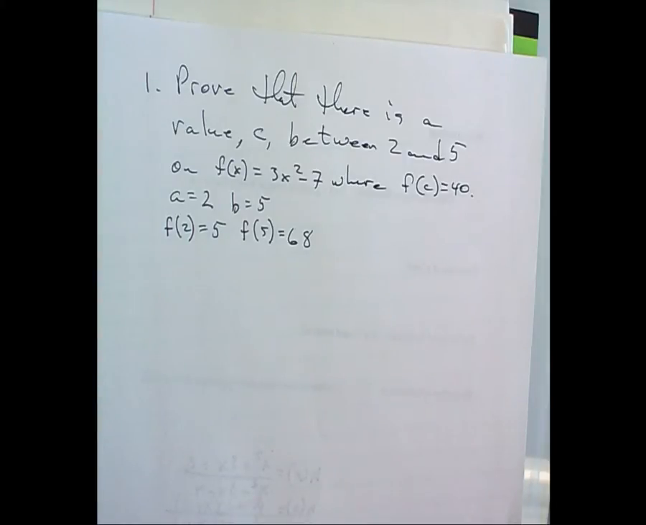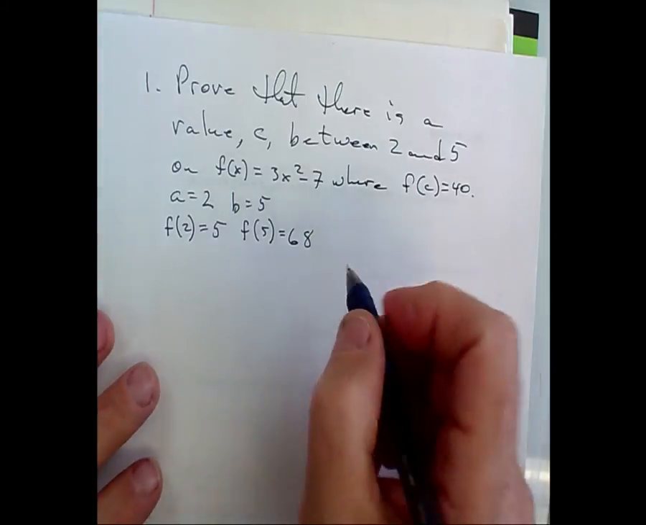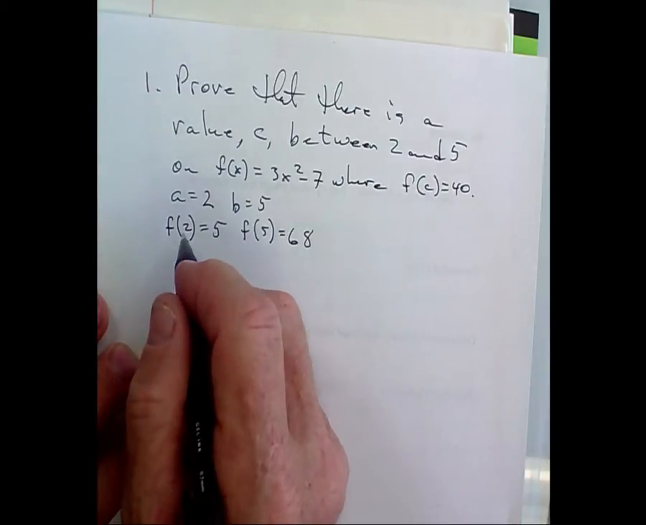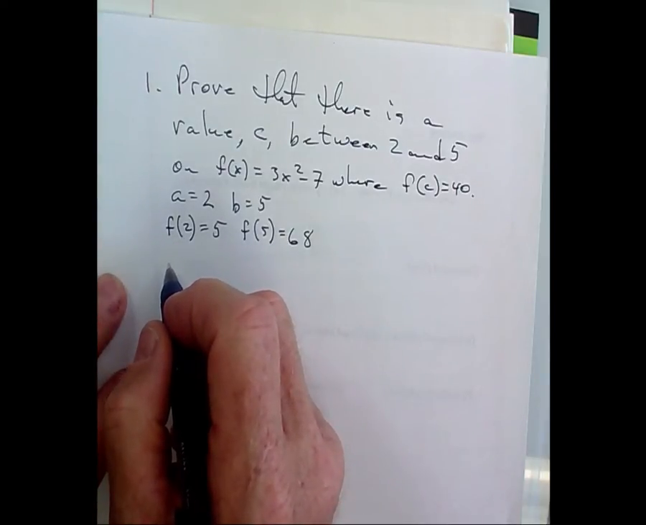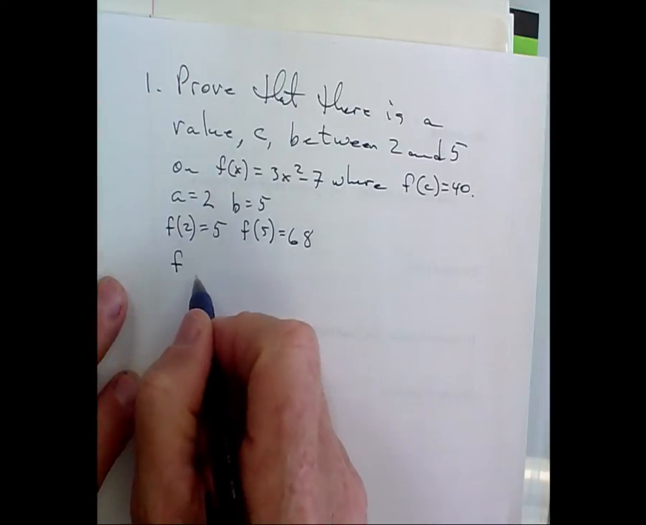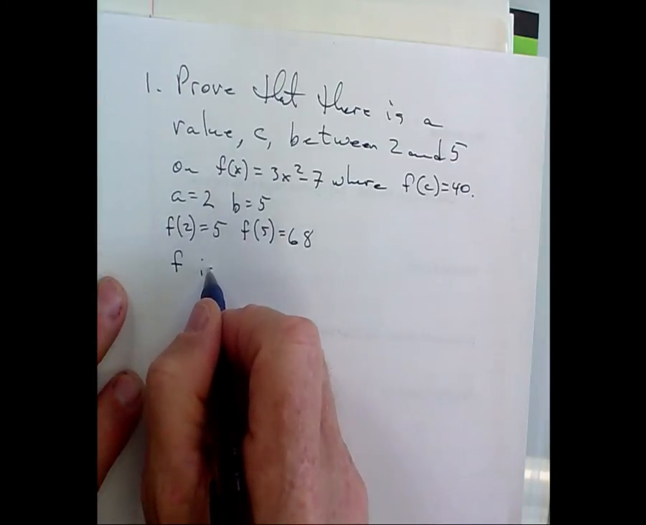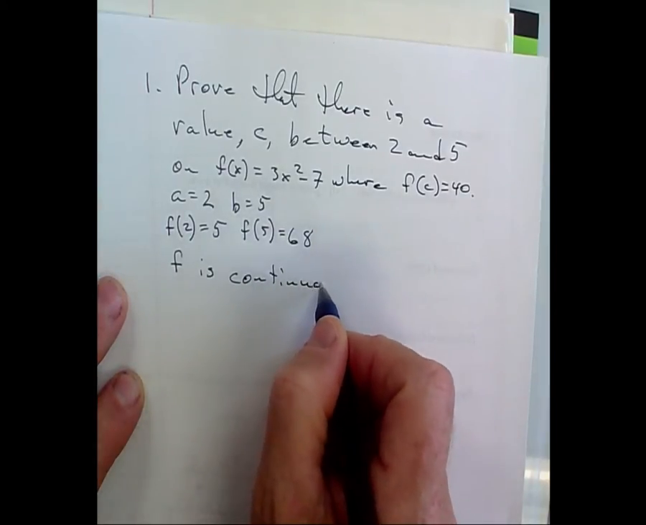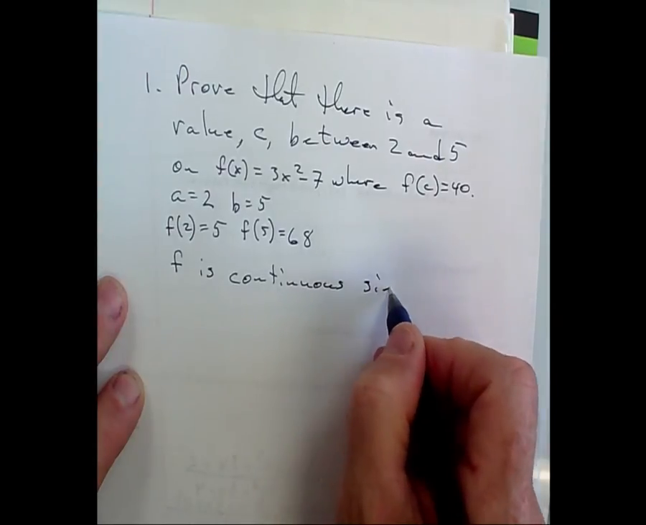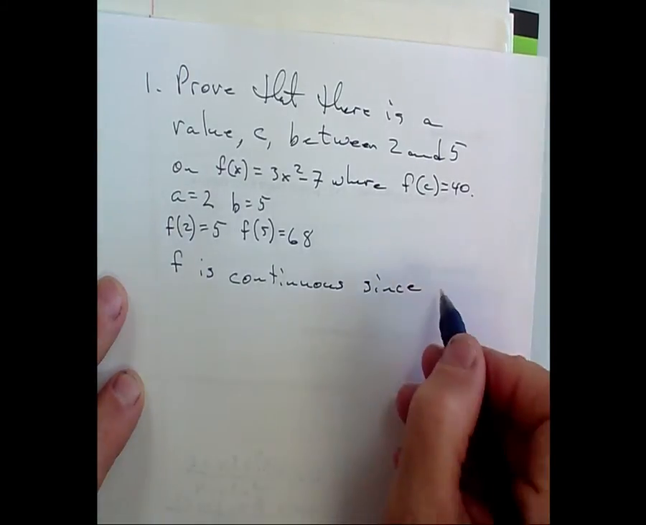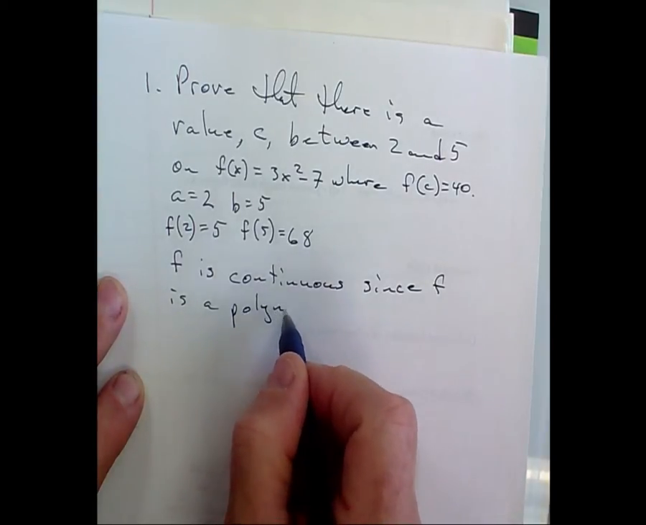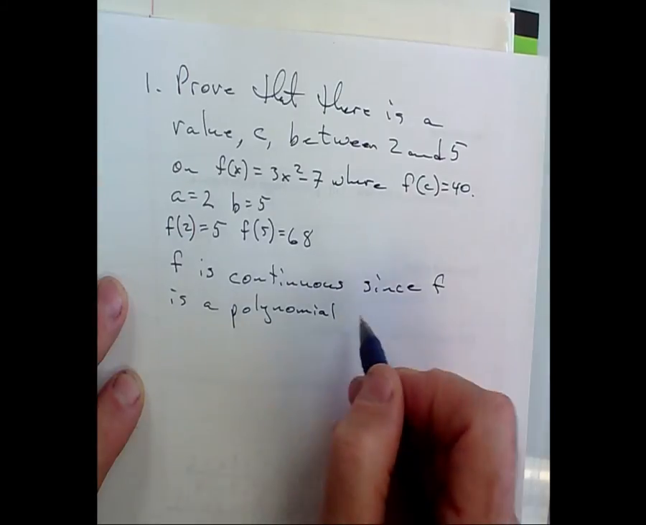What are we going to say? We're almost done with our proof. We just need our conclusion. We're going to start with what letter of the alphabet? F is what? Since. What reason? And what am I going to say?